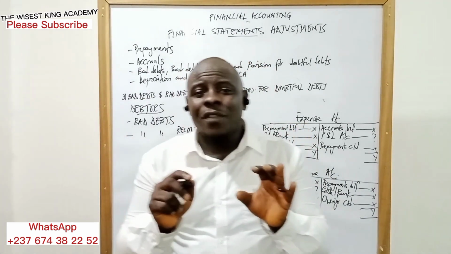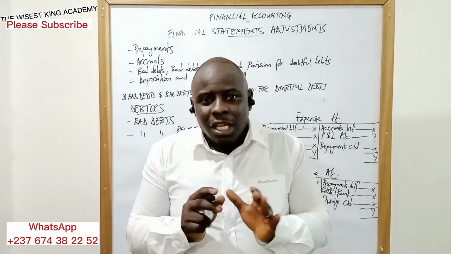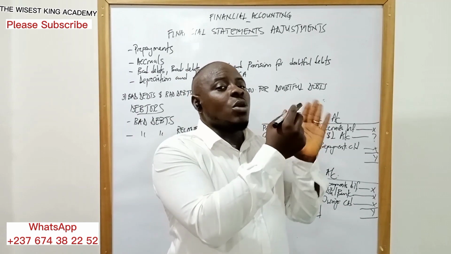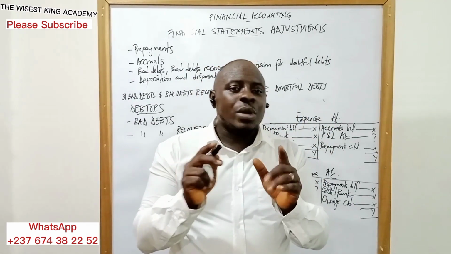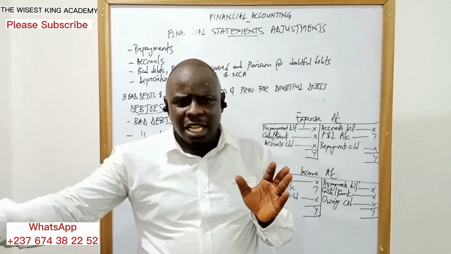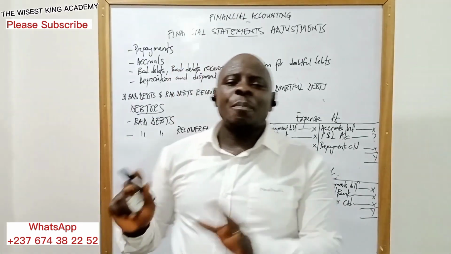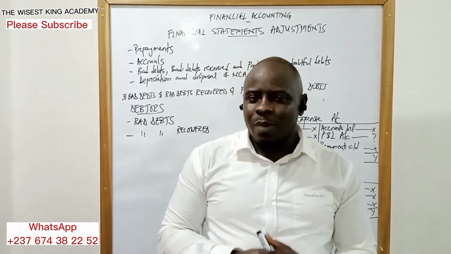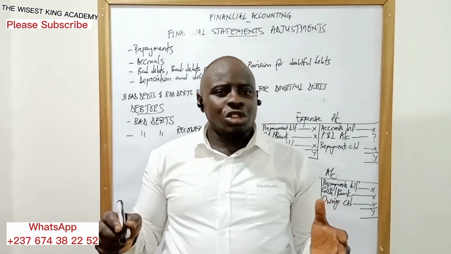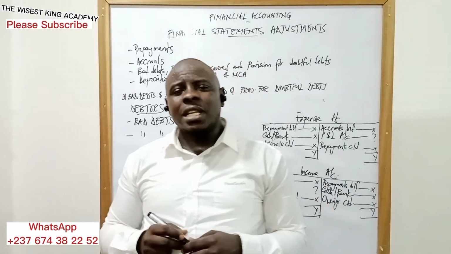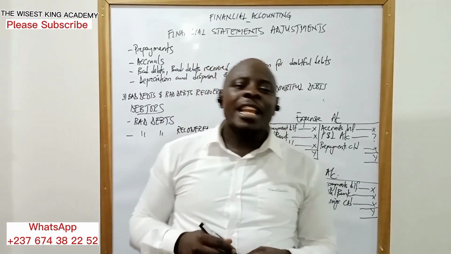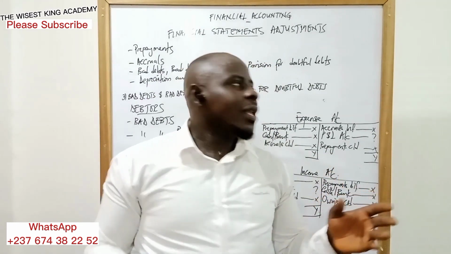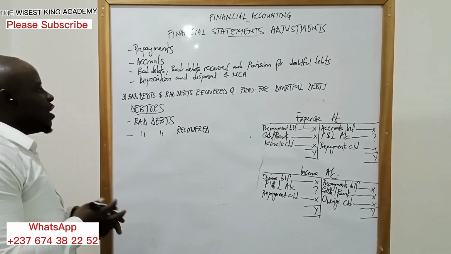If bad debt recovered appears in the trial balance, it means that it has already been included in the value of cash in hand or cash at bank, and so it should only be added to the gross profit as an income. But if bad debt recovered appears in the additional information, it means that no adjustment has been made. So what should you do? You should add it to the gross profit as an income, and you should also add it either to the value of cash in hand or cash at bank. That is bad debt recovered.